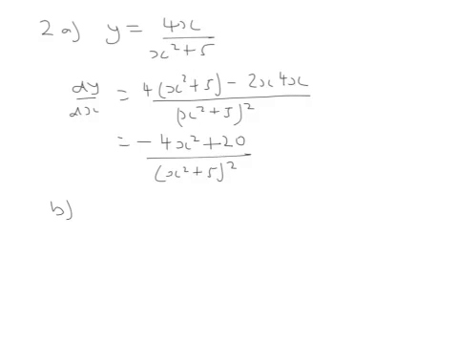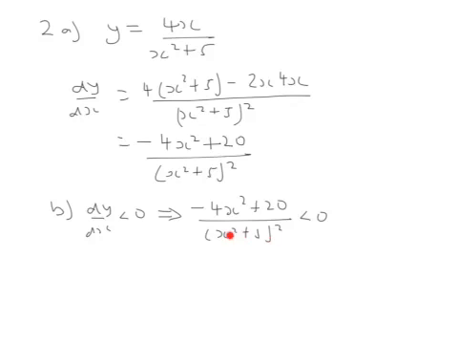In part B, we're told dy by dx is negative. So in other words, minus 4x squared plus 20 over x squared plus 5 squared is negative. Now, because any number squared is positive, that means the top part, the numerator, must be negative. So we just need to write that in, since x squared plus 5 squared is positive for all values of x.